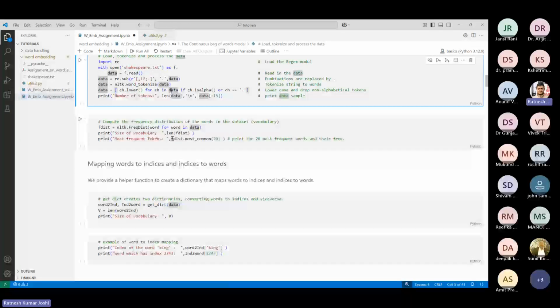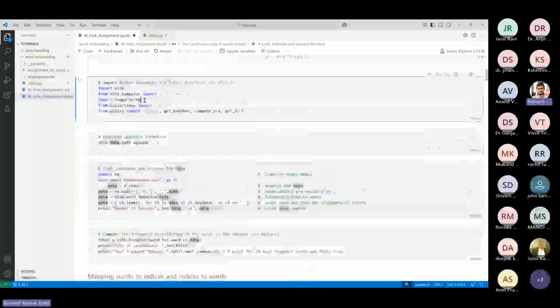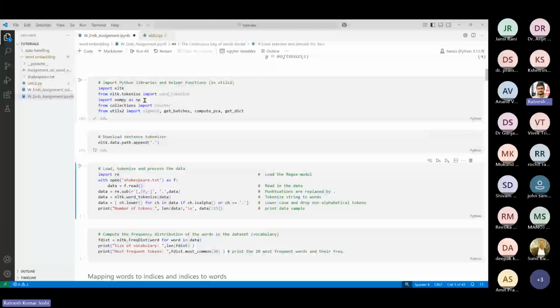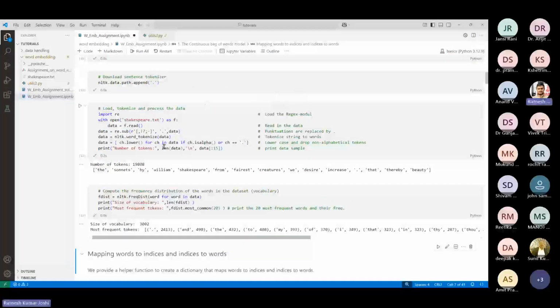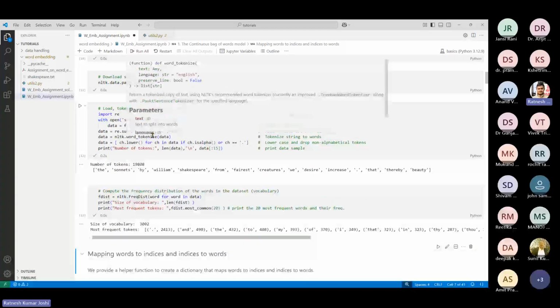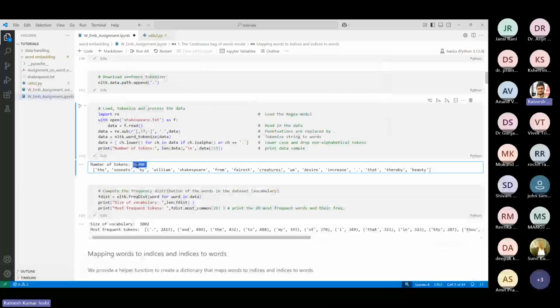Then we create the vocabulary, and if you run all of these commands, you will see that our Shakespeare.txt file has a total of 19,808 tokens, and some of the tokens are the sonnets by William Shakespeare, from Paris, Creatures, and so on.